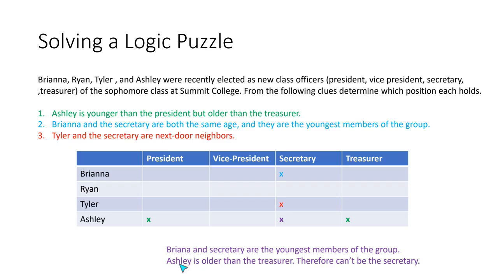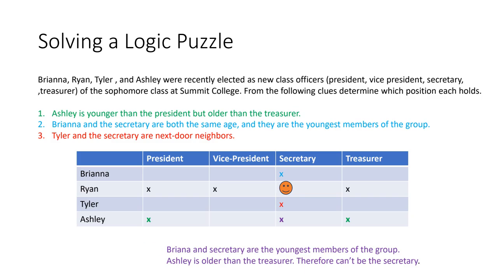Ashley, in sentence number 1, is older than the treasurer, and Brianna and the secretary are both the youngest. So if Ashley is older than the treasurer, then she can't be the secretary. Let me go back here really quick. So we can cross out that Ashley is not the secretary. Okay, so now I have one open space for secretary, so that means that Ryan is our secretary right here.